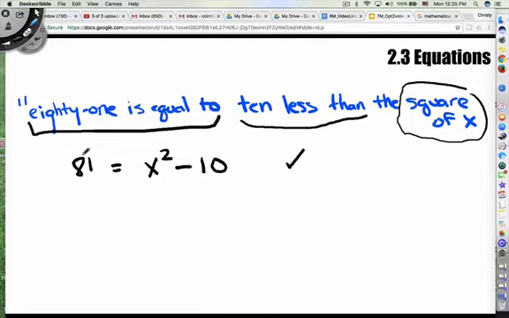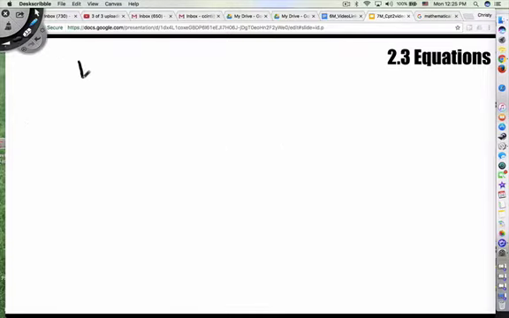Now, the other thing that we want to talk about in this section is the two types of sentences that are out there.